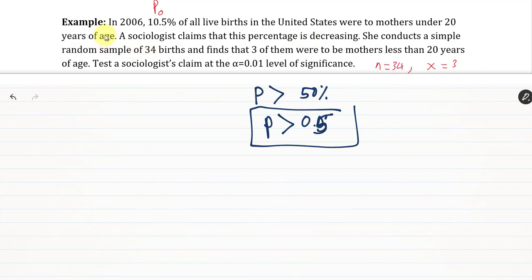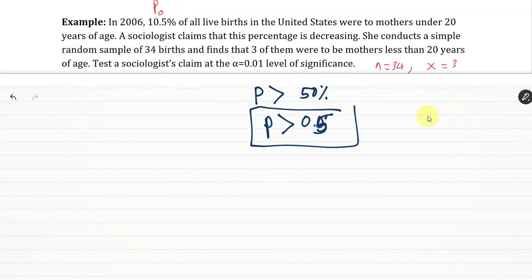Okay, let's go over another example. In 2006, 10.5% of all the live births in the United States were to mothers under 20 years of age. A sociologist claims that this percentage is decreasing. Then she conducts a simple random sample of 34 births and finds that 3 of them were to mothers less than 20 years of age. Now, test the sociologist's claim at the alpha of 0.01 level of significance.